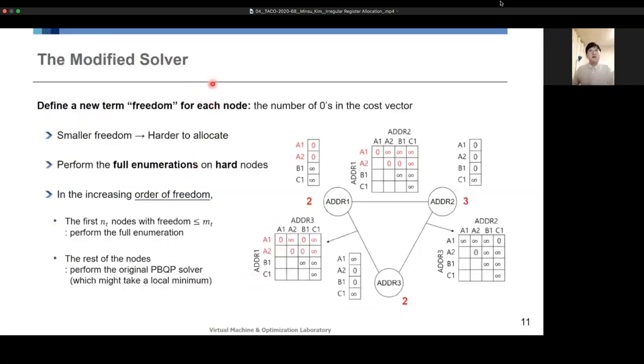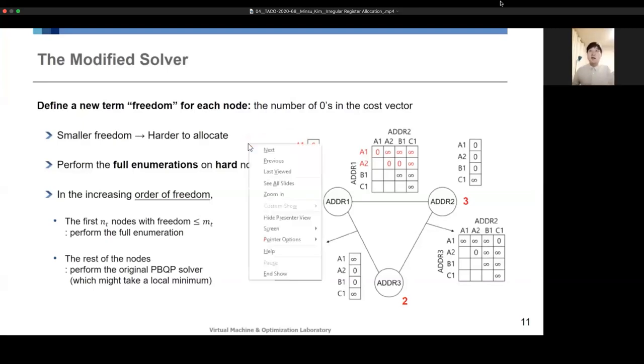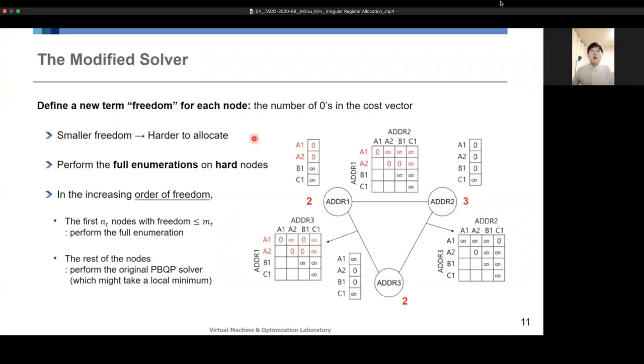The modified solver defines a new term called freedom as the number of the zeros in the cost vector. Smaller freedom means that there's not many options for allocation, so it's harder to allocate. So the idea is to perform the full enumerations on hard nodes, and then we can apply the original solver to the nodes that are easier than the threshold MT. And for those easier nodes, the algorithm might take a local minimum, but statistically, they wouldn't be as critical.